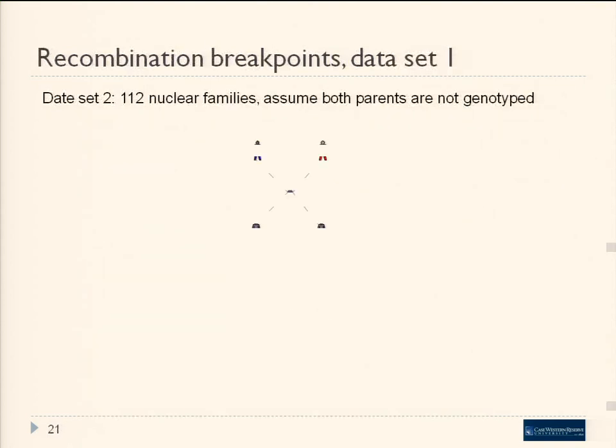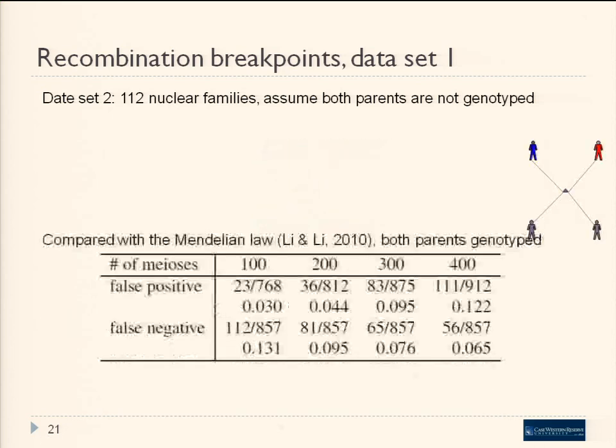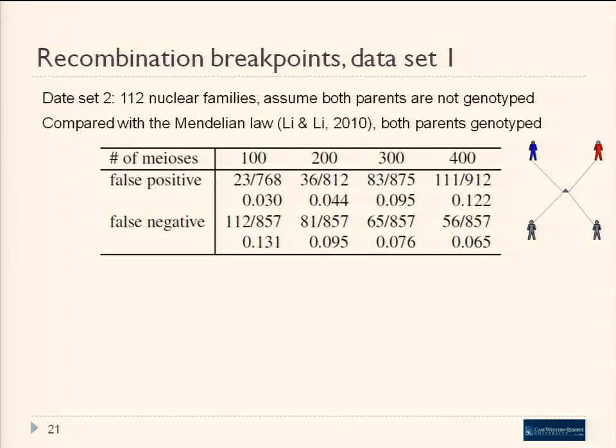And this is the second data set we have. Like I said, we have both parents and children genotyped, but we just pretend that they are not genotyped and apply our method. We use the Mendelian law first to infer the recombination positions, and in total the Mendelian law found 857 recombination positions. Because these parents are reported to be not related, and they are just strangers, it is a good data set, so we can estimate the population LD level in a human population. So how do we know how two strangers might be related just randomly in the population?